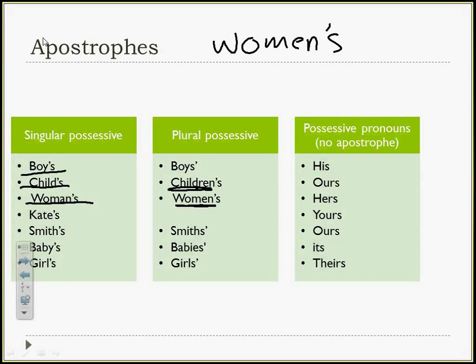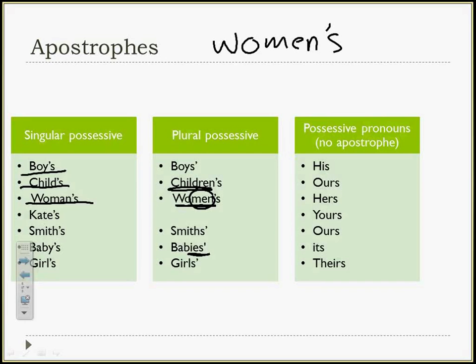Some words you can make plural by just adding S on them. Some words you make plural by changing the core part of the word, as in women and children. Other words you add IES. If it's IES, so for this one, the singular is baby's, baby apostrophe S. The plural possessive form would be babies with an IES apostrophe, as in this is more than one baby, and they're all owning something together.